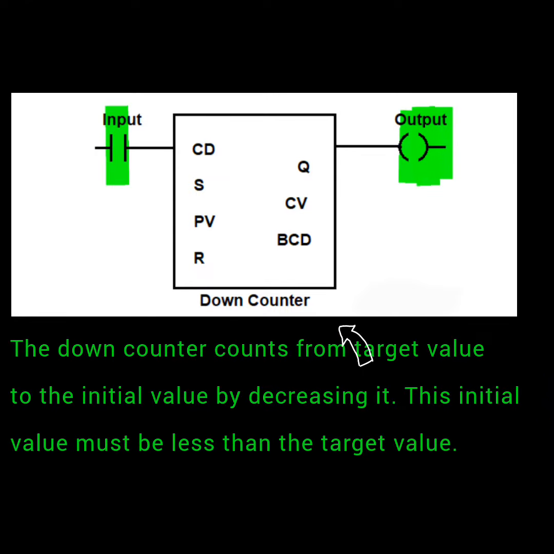The down counter counts from the target value to the initial value by decreasing it. This initial value must be less than the target value.